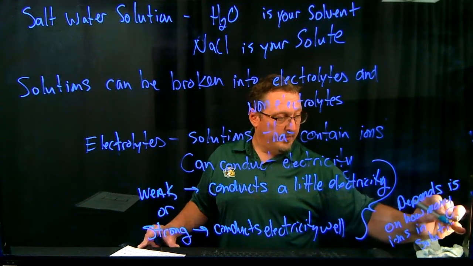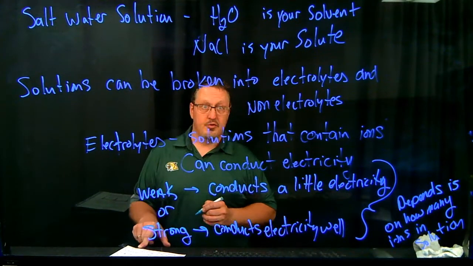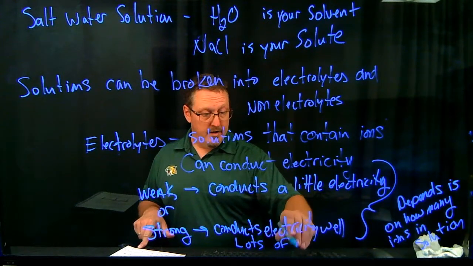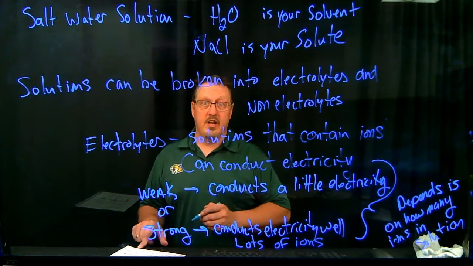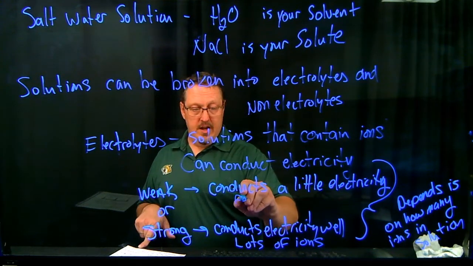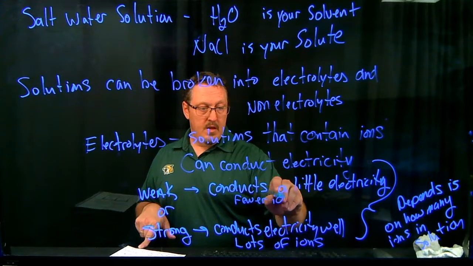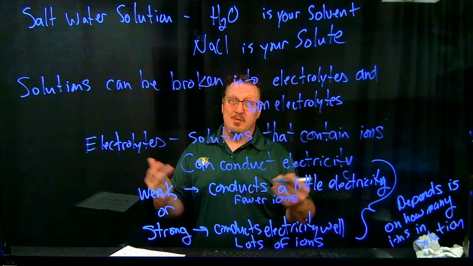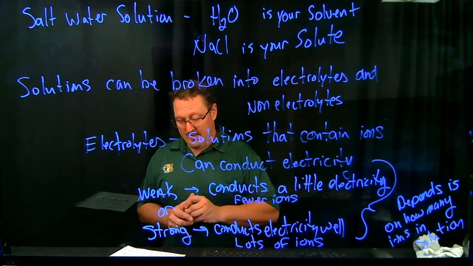Okay, so a strong electrolytic solution is going to have lots of ions in it that are free to move around inside that solution and carry a charge, whereas a weak electrolytic solution has fewer ions in it. And so that means it doesn't have enough parts in it to actually carry as much charge. And so that's how we would break that down.